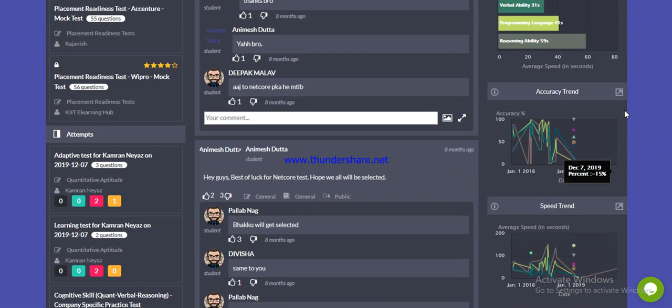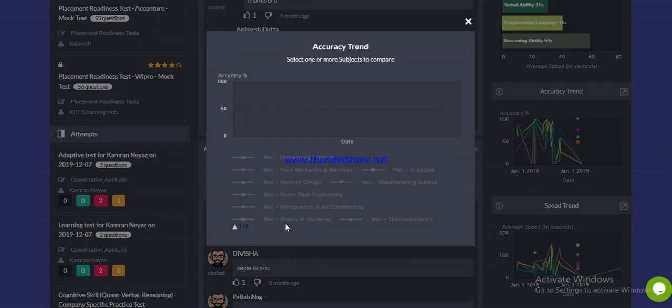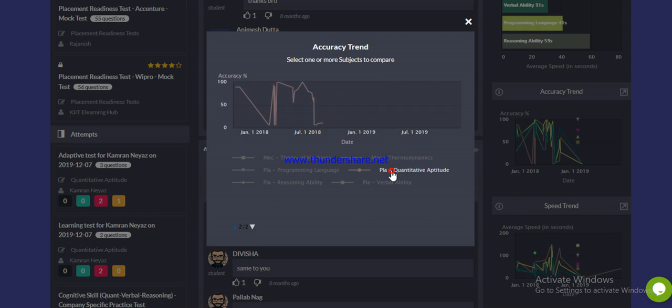Moving on to this trend graph. As the term suggests, trend is how the student is performing over a period of time. What is the trend in terms of their accuracy and speed? So this graph, suppose if I select a certain subject here, shows a line graph of how their accuracy has improved or deproved over a period of time.